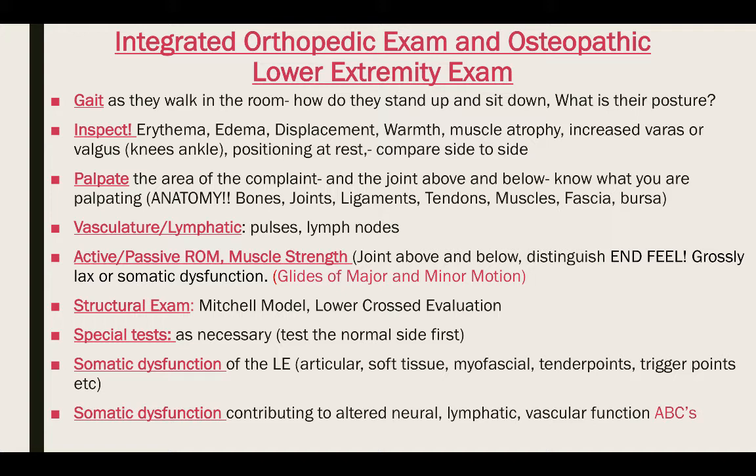And then the structural exam, of course, Mitchell model, lower crossed, special test is necessary. And then looking for the somatic dysfunction of the lower extremity. Is there joint restriction, soft tissue restriction, myofascial, tender points, trigger points, and then somatic dysfunction globally, right? Your ABCs, autonomics, biomechanics, circulation. So that's kind of how I think about it.